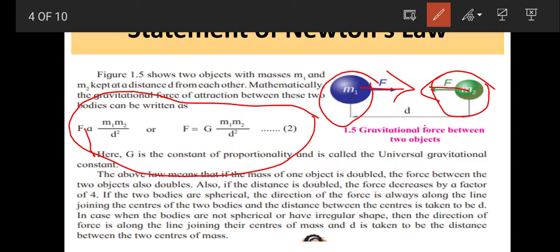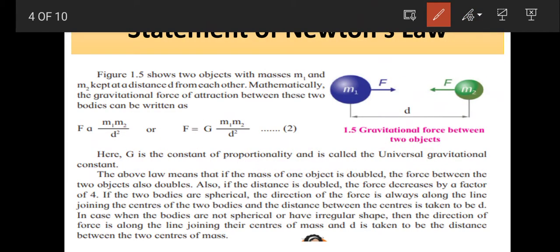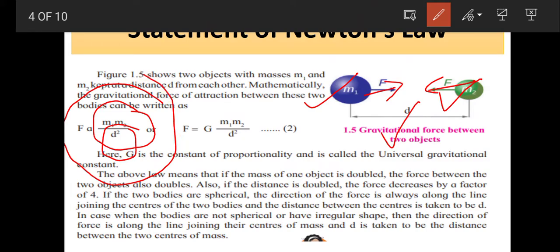Here you may see that F is directly proportional to m1 m2 divided by r square. That is the mathematical expression for Newton's law of gravitation. I will repeat. If the two objects m1 and m2 are separated by the distance d, then a force F acts, and that force is directly proportional to the product of their masses and inversely proportional to the square of the distance between them. That is called the statement of Newton's law.